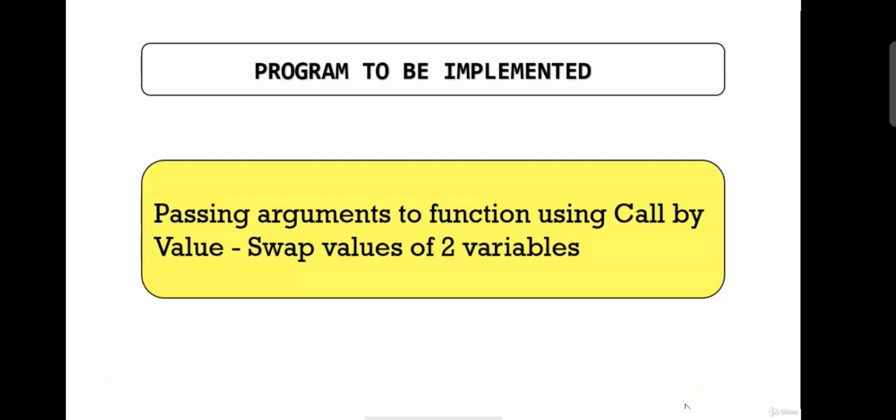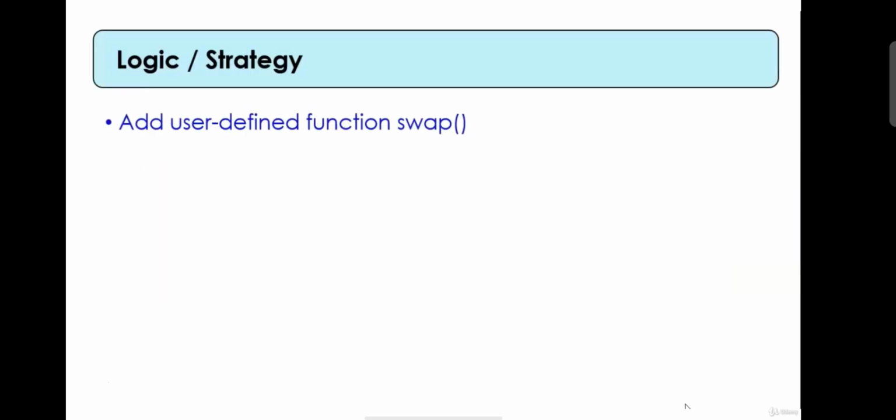In this session, we will learn how to pass arguments to the function using the call by value method. Here we are going to implement a program to swap the values of two variables using the call by value method. We are going to add a user-defined function swap in the program that will swap the content of two variables.